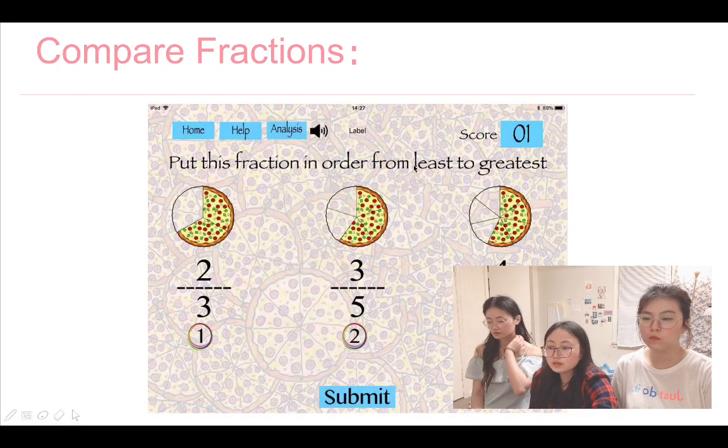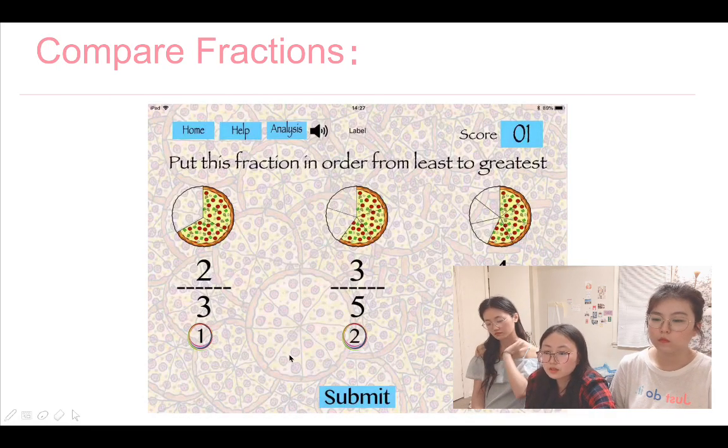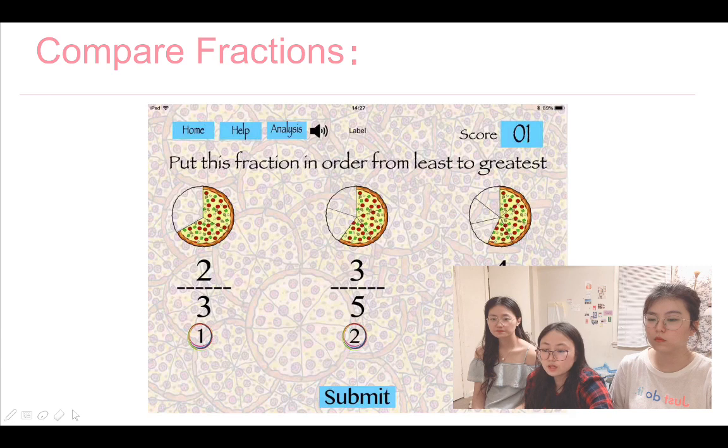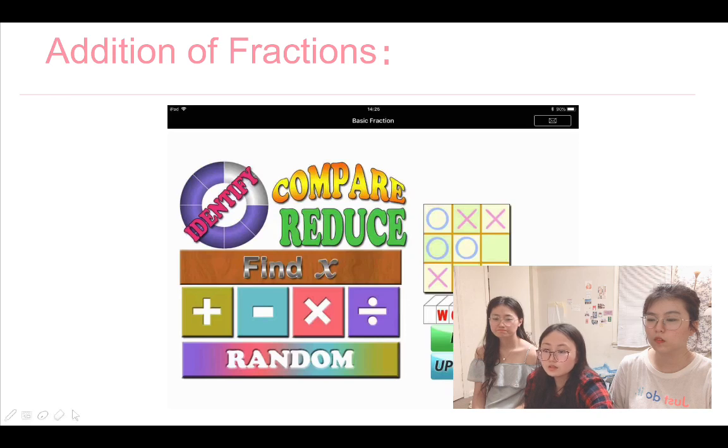And this game is the compare fractions. You should put these fractions in order from the least to greatest. You should choose the correct order. This is the addition of fraction.